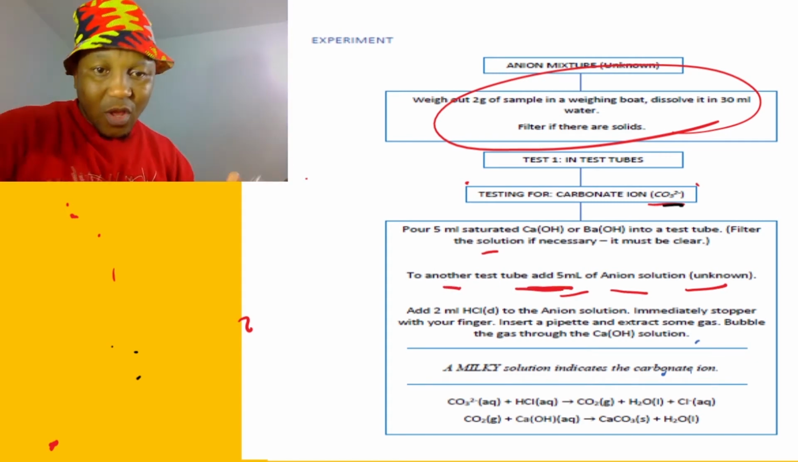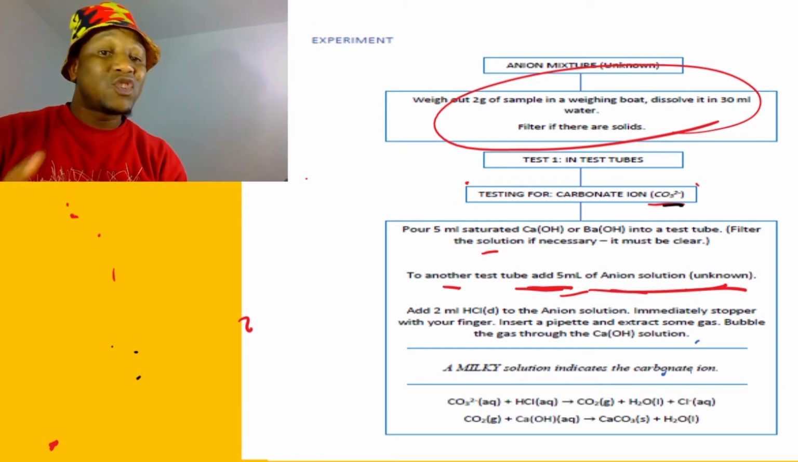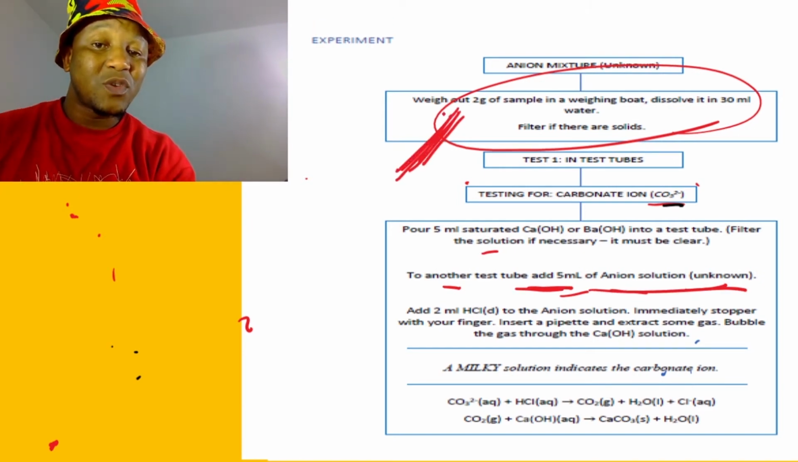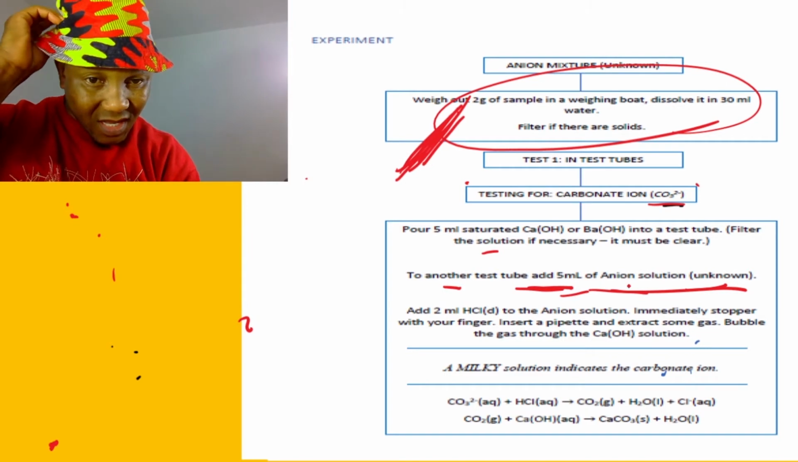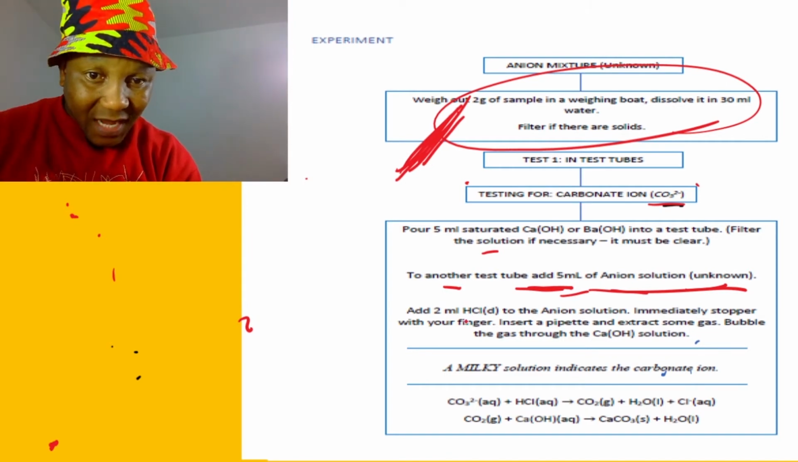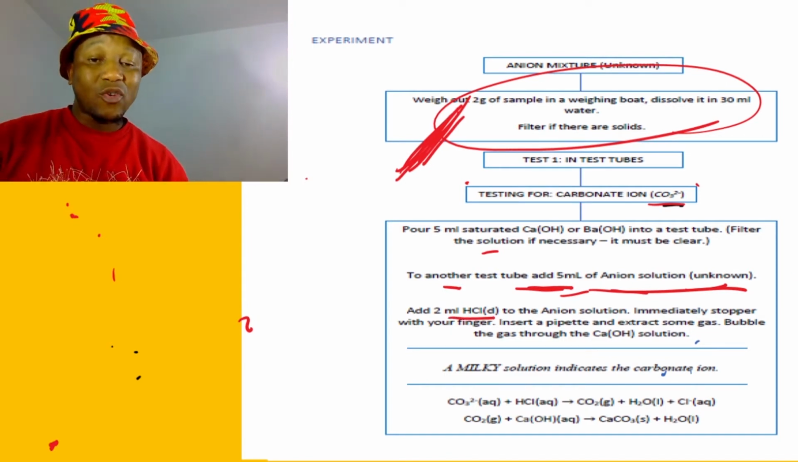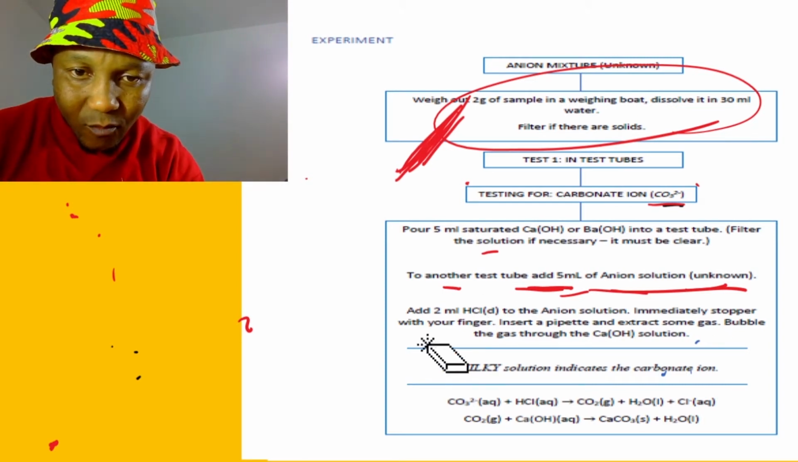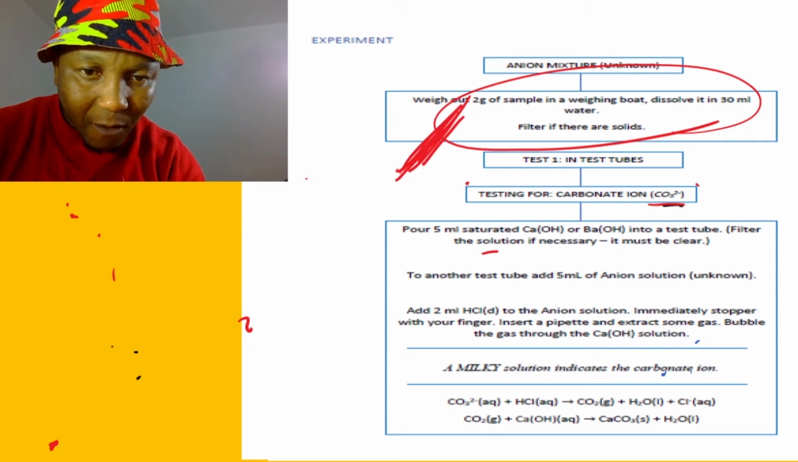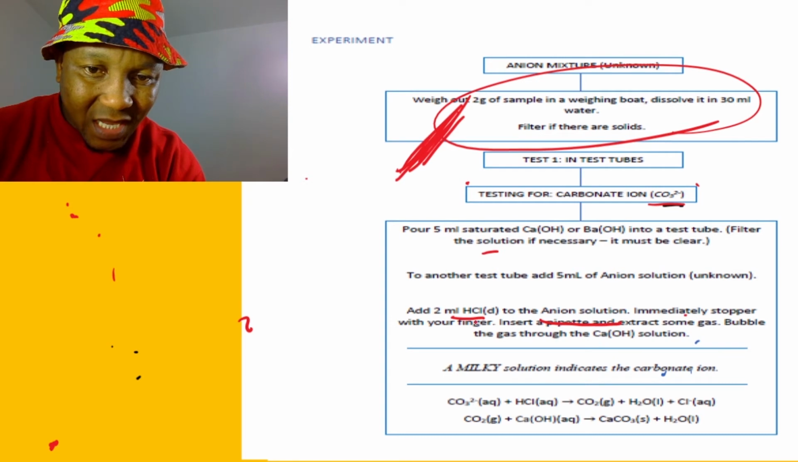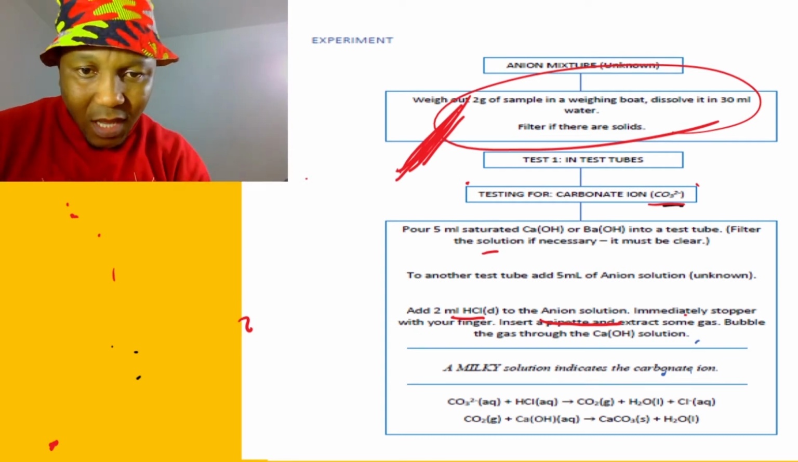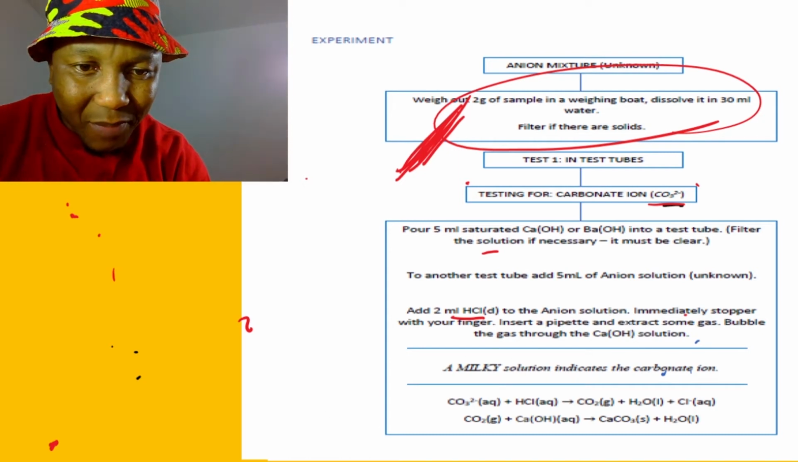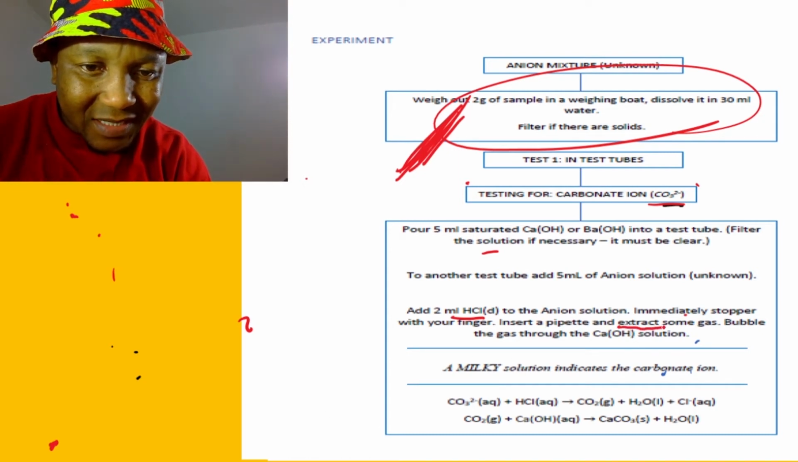Take another test tube of the anion which you don't know. Use a test tube for this, and then add hydrochloric acid. We're going to add hydrochloric acid, and then what happens? Let's see what's going to happen here. Then add hydrochloric acid to the anion solution. Immediately stop with the finger, and then insert the pipette and extract some gases.